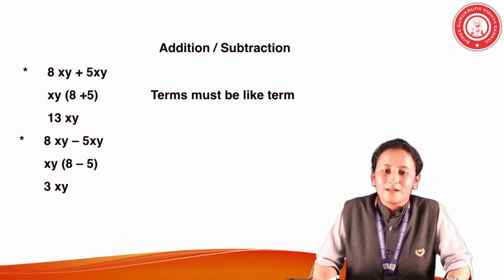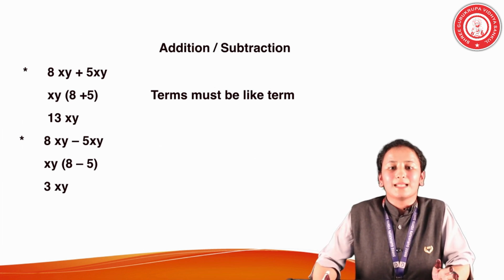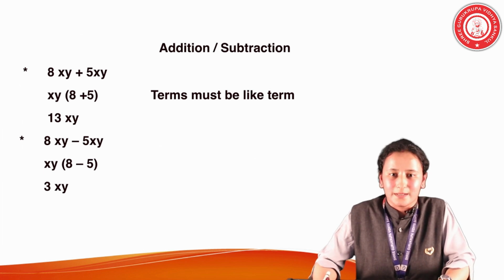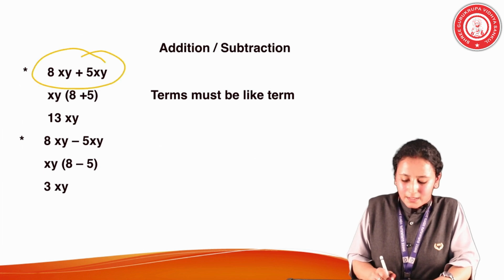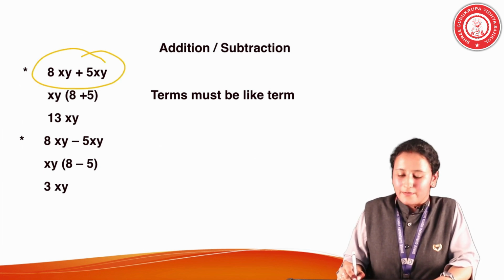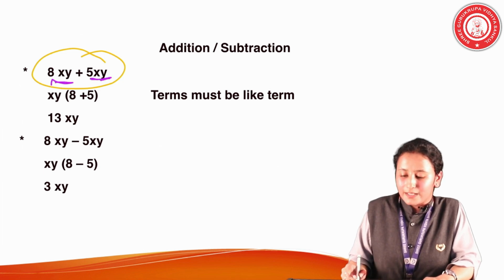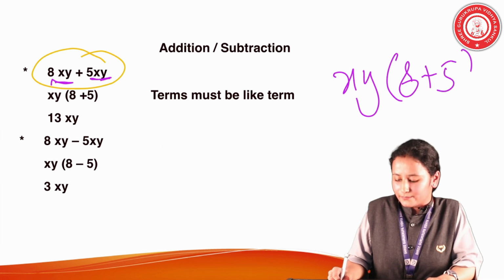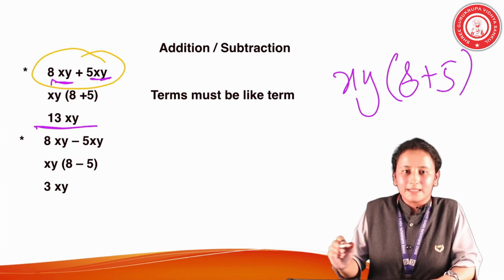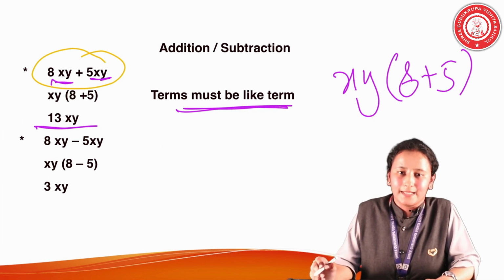Now, would you like to solve some examples of addition and subtraction? Just now I explained about the like term, that it helps in addition and subtraction. So, it will be very useful at the time of solving the question 8xy plus 5xy. Here both the variables are the same, xy, xy. Then we can take common xy and 8 plus 5. Then 13xy will be the answer. The terms must be like. Then you can only add or subtract that expression.